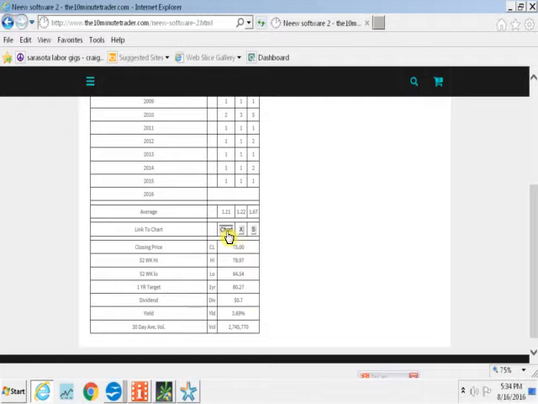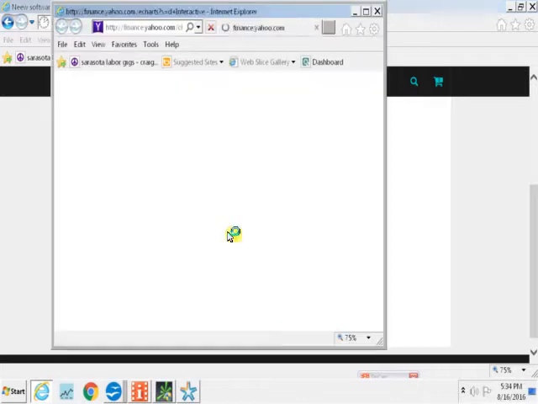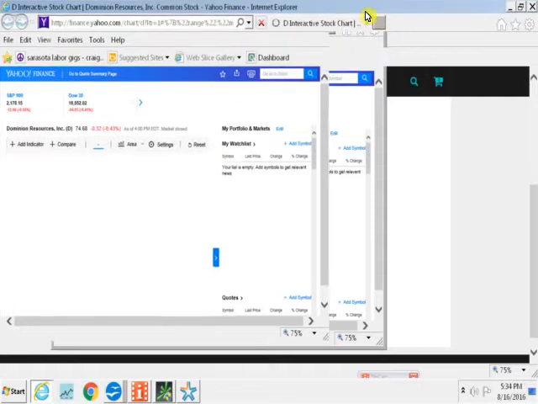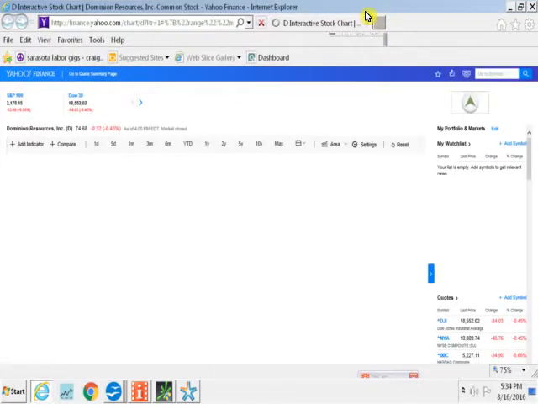We have the chart service. Click on that. It's going to open up a new window. It takes us to Yahoo Finance, already preset to bring up 10 years worth of data. If it's not bringing up 10 years worth of data, look at the 10-year chart to give you an idea of how well this stock has performed over the last 10 years.